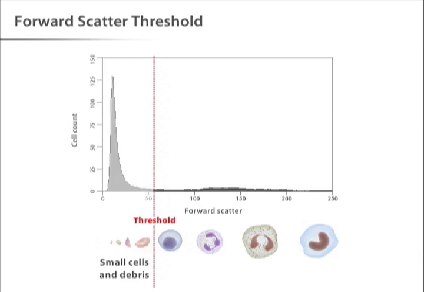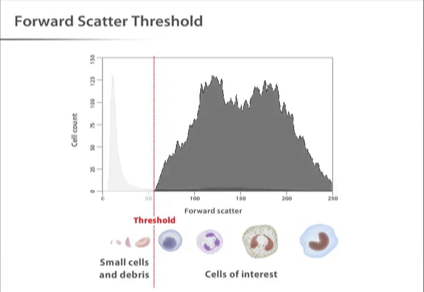On the histogram, the blank area represents the small cells and debris that are excluded from analysis by the threshold. This means that the majority of events that the cytometer collects are the cells of interest. It is important to realize that the small particles are still passing through the instrument. They are just being ignored.